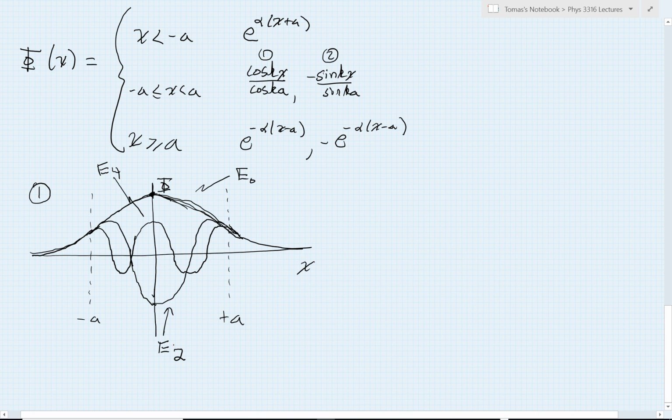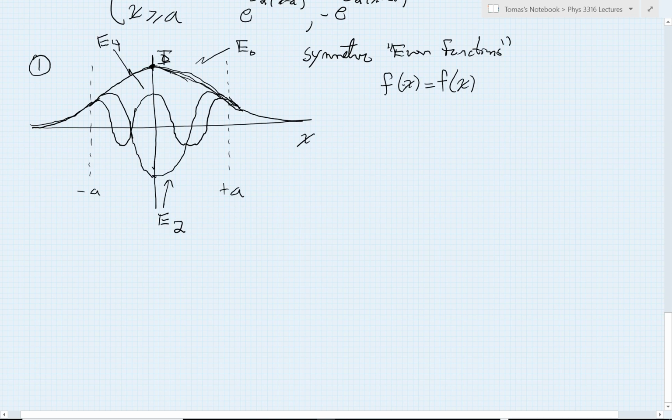What I'd like you to notice is that what these functions all have in common is that they are all symmetric, or sometimes what are called even functions. By even, we mean they have the mathematical property that, in this case for the wave function, but in general for an even function, if I flip the sign on x, all I get back is the same function again. So that's type 1.